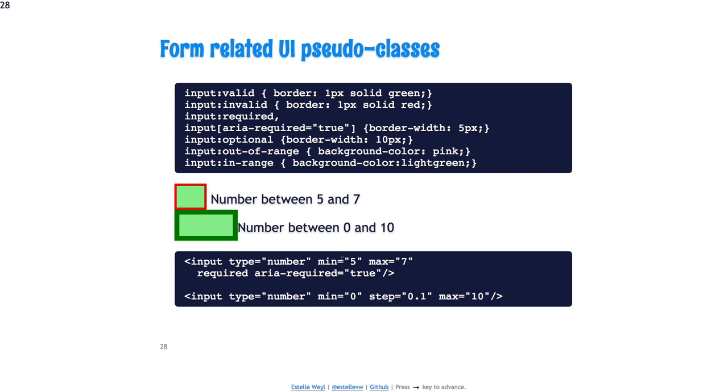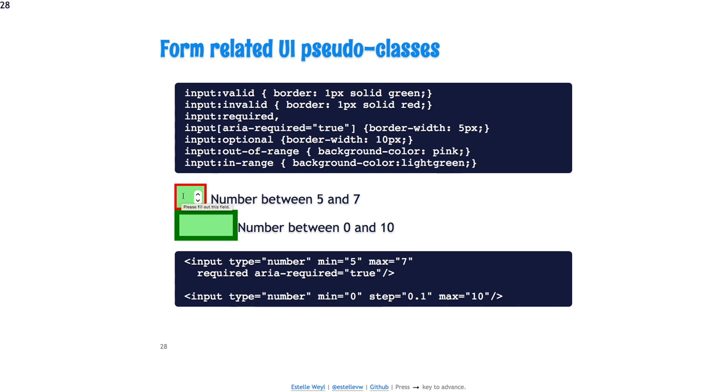Right? If it is optional, the border should be 10 pixels wide. And if it is in range, it should be light green. If it's out of range, it should be pink. Anything that is empty is in range because it's not out of range. But right now, it's invalid.